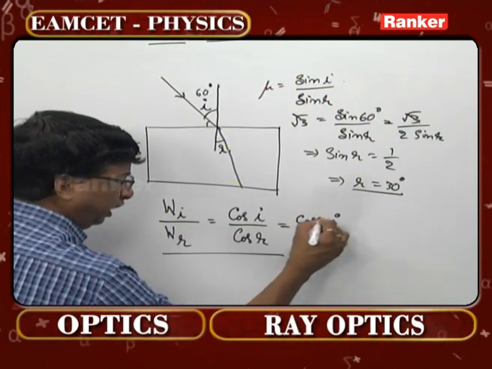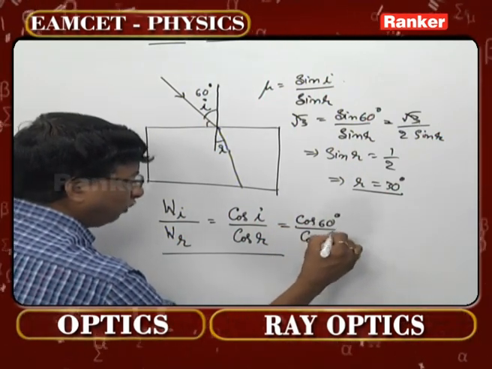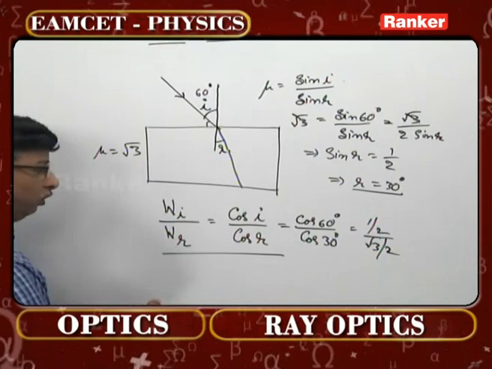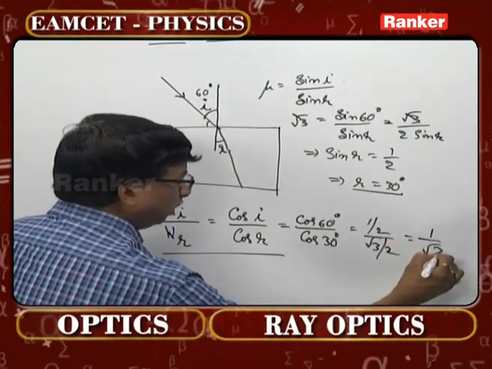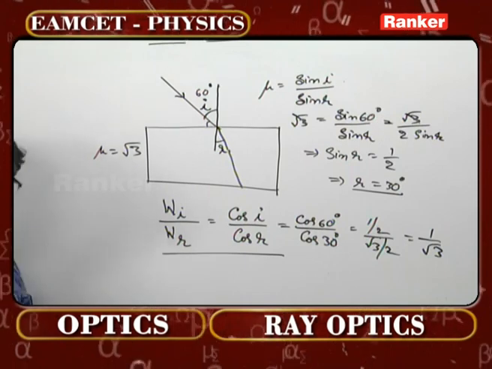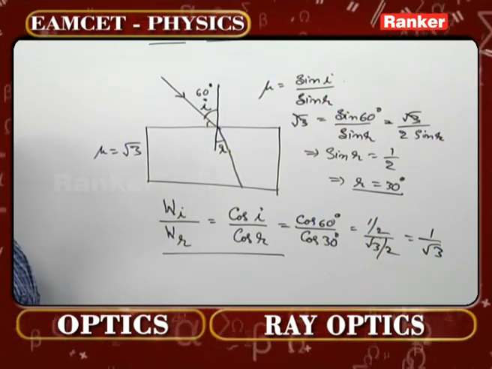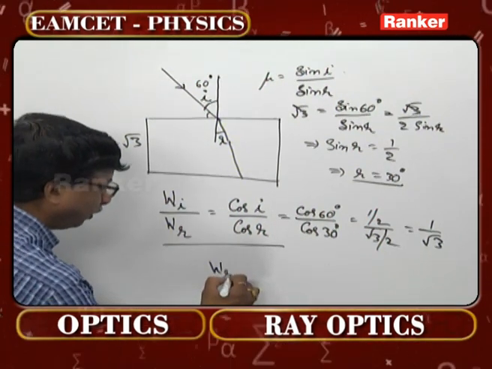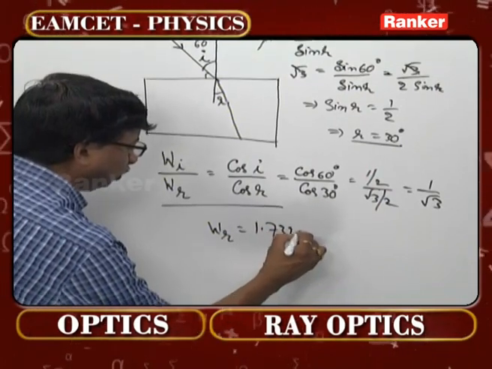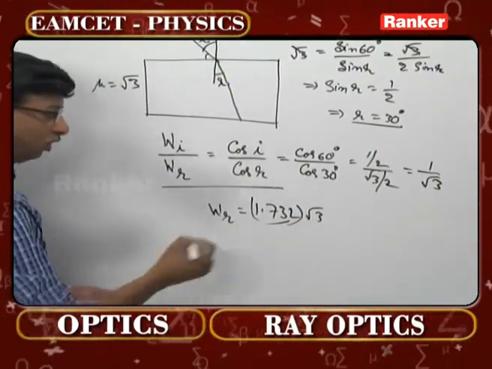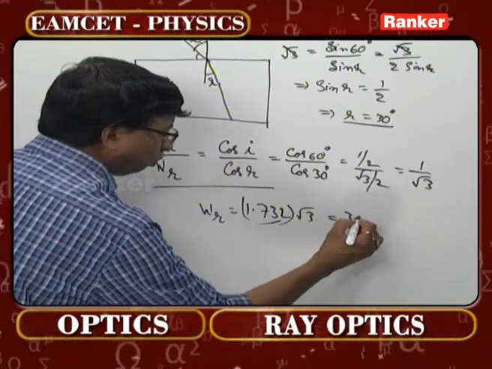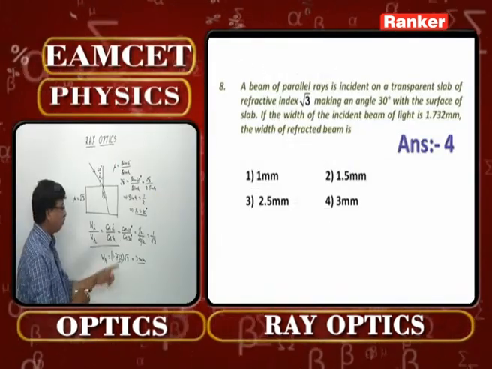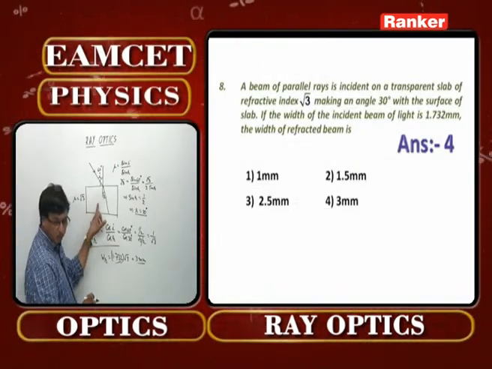Now come on, write down those values please. Cos of 60 by cos of 30. What is cos 60? 1 by 2. What is cos 30? Root 3 by 2. Both the values of course we know. It now becomes 1 by root 3. Now what is the value of WR is the question. WI is given as 1.732, which is root 3. So WR is equal to 1.732 times root 3. This is also root 3, that is also root 3. So what should be the value of this width? 3 millimeter. That means the fourth option is going to be the correct option for this problem number 8.